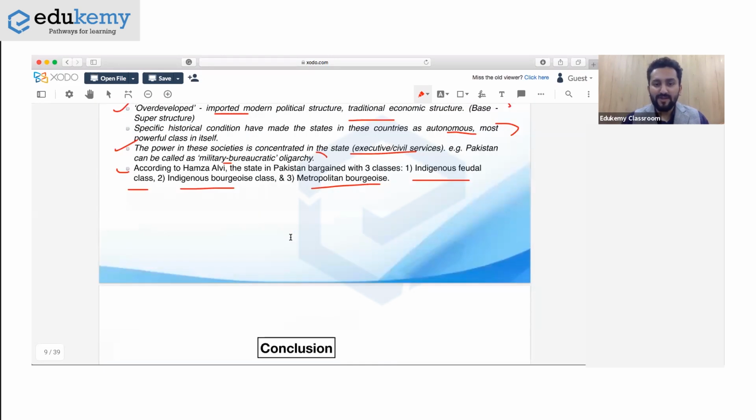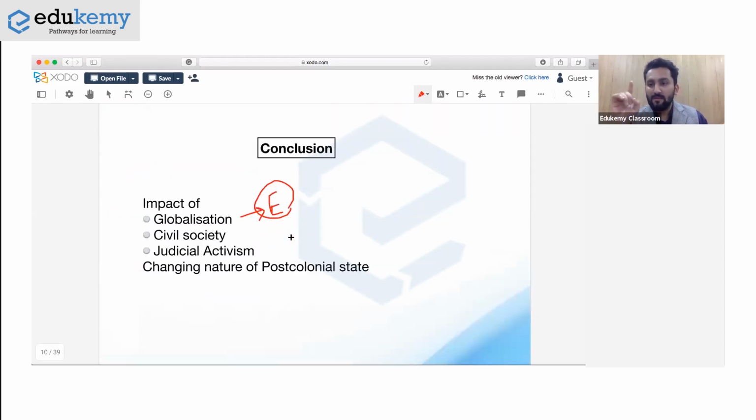Right? In the starting, Hamza Alavi was saying that the state is overdeveloped. Okay? We are having an overdeveloped state. Why overdeveloped state? Political institutions became modern, but the economy was traditional. Don't you think globalization has modernized this economy?